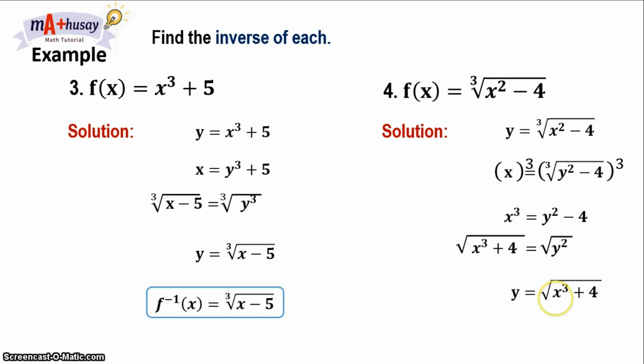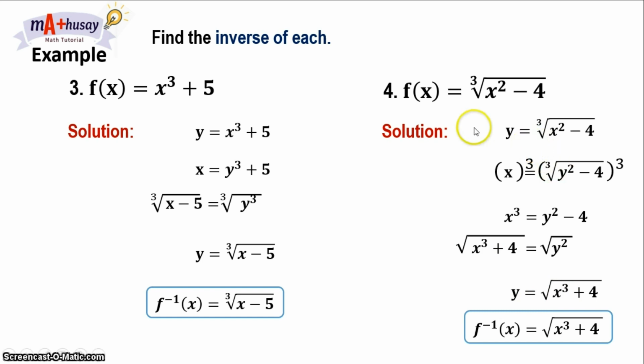So, from here, we will replace y by the symbol ng inverse of a function. So, we have the square root of x cubed plus 4. So, ang inverse ng function na f of x equals cube root of x squared minus 4 ay square root of x cubed plus 4.